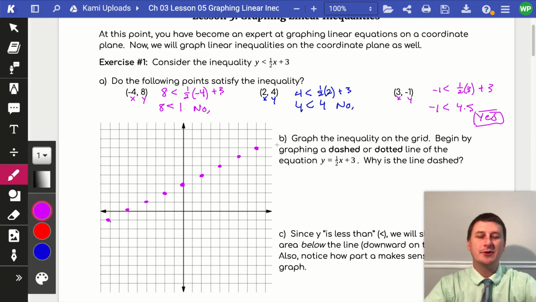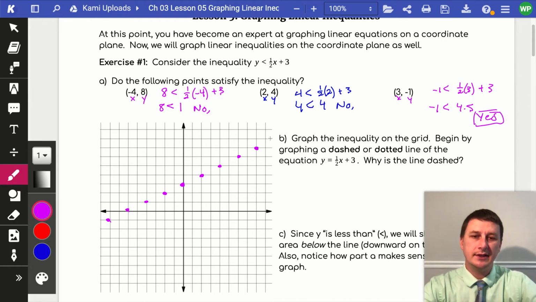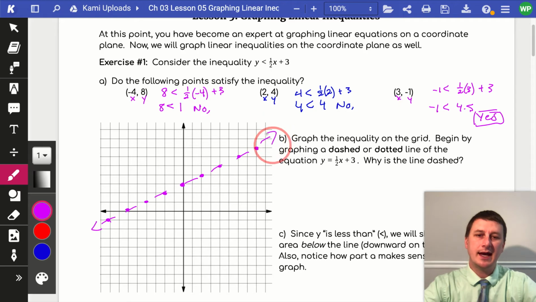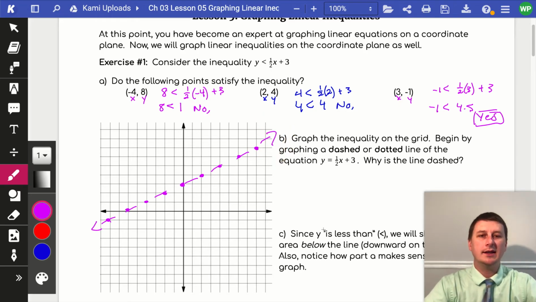Now it says to connect them with a dashed line. So that's a little bit different because we're used to connecting it with just a solid line. Sometimes we might in an inequality, but in this case, it's going to be a dashed line. Now, why is the line dashed, you ask?